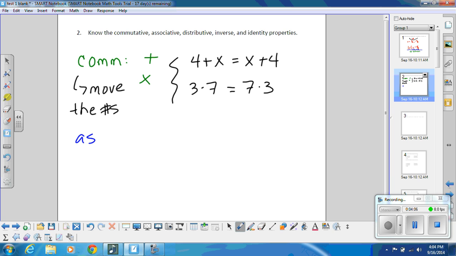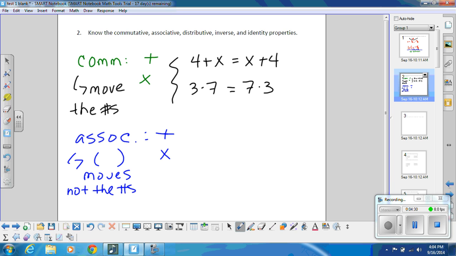All right, I'm going to write this for associative, okay? And there's also the plus and the multiplication. Now, with associative, there's a couple things you need to realize. You're going to have parentheses, those things inside those little kind of not really brackets, but parentheses, okay? And it's the parentheses that move, not the numbers. Not the numbers. They don't move, okay? We'll see that. Another thing is, in most cases with the associative property, you have 3 things.